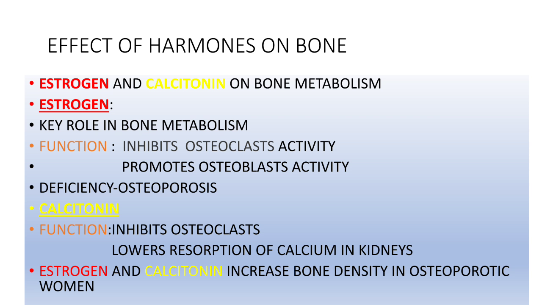Actually, osteoclast activation, that is the release of calcium into the blood, is seen with parathyroid hormone. Here there is opposite action with calcitonin. That is, osteoclast inhibition with calcitonin reduces the amount of calcium released into the blood. However, this inhibition is short-lived. It can also lower the resorption of calcium in the kidneys, leading to low blood calcium levels. Hence, the main aim of calcitonin is to lower calcium levels in bloodstream.